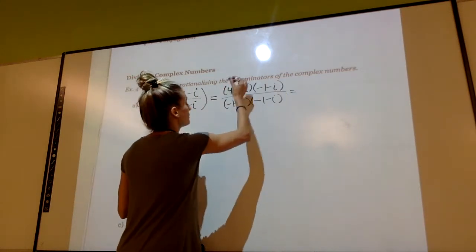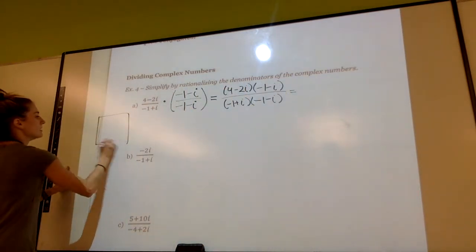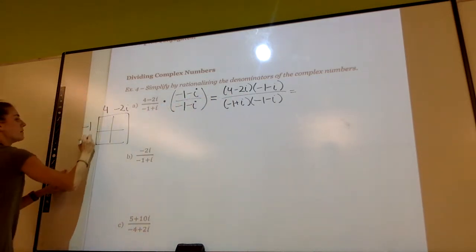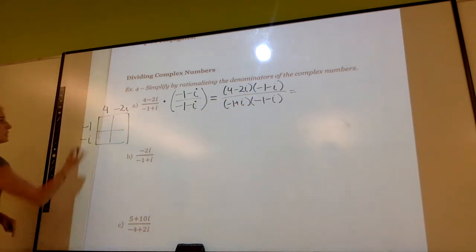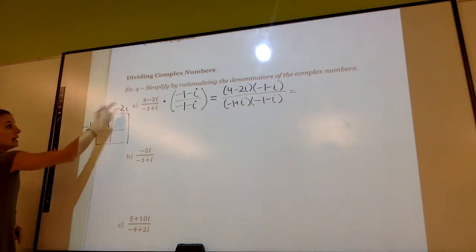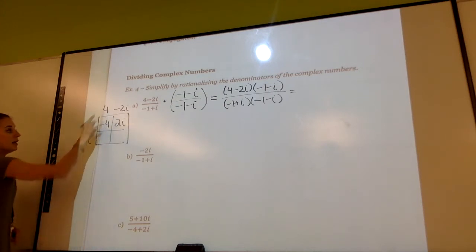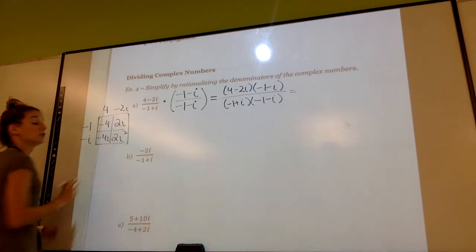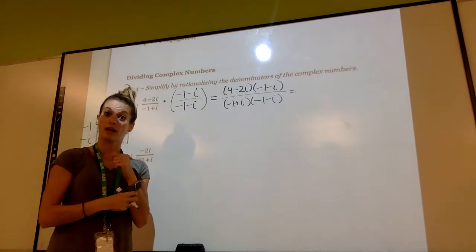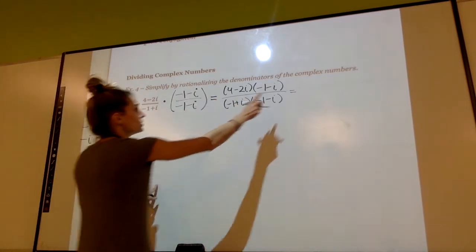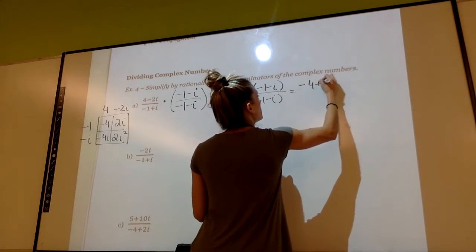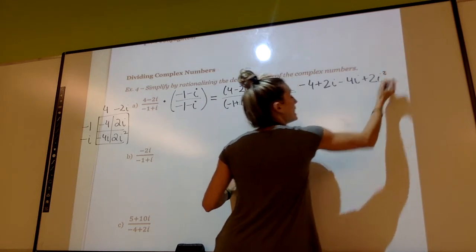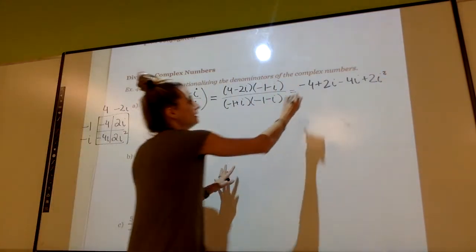If you'd like to do box method for the top piece here, that would look something like this. So 4 minus 2i and -1 minus i, multiplying the expressions at the top. So here I'm seeing 4 times -1, which is -4, -2i times -1, positive 2i. 4 times -i, minus 4i, and finally -2i times -i is positive 2i squared, right? i squared, be on the lookout for that. We know it's equivalent to -1. So moving over here, I've got -4 plus 2i minus 4i plus 2i squared.